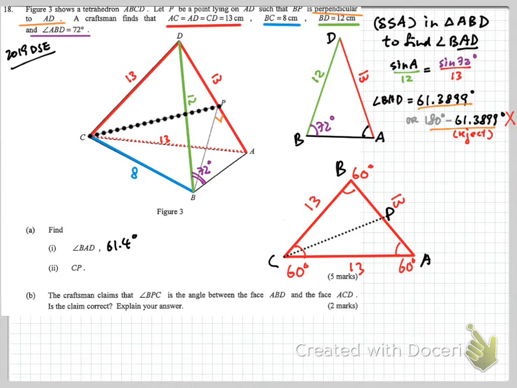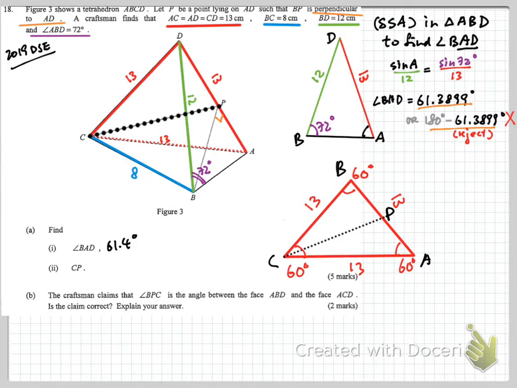Now in part A2, we have to find CP. Most importantly, try not to make the mistake of assuming CP is a right angle here, or that point P is the midpoint between A and B. These are all wrong. There's nowhere mentioned in the question that point P is the midpoint, nor the foot of perpendicular. So do not make these assumptions.